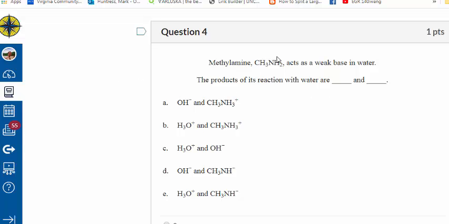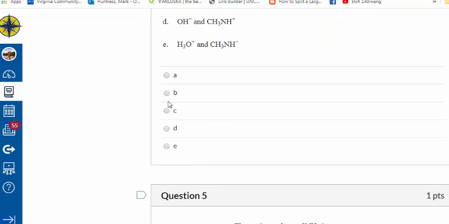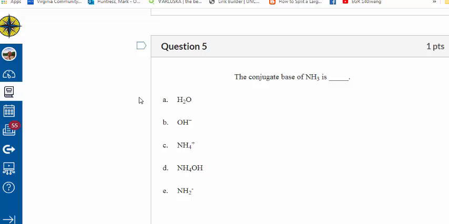So let's see. What's probably going to happen is the electron pair on the nitrogen is going to grab an H plus off of water, and the water is going to be left as OH minus, and then you're going to get an extra hydrogen and an extra plus charge on your methylamine. You guys can handle this one.